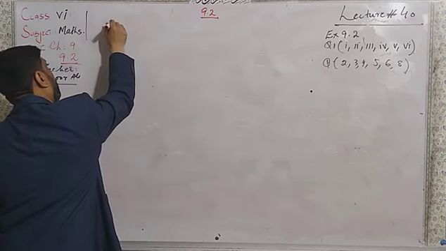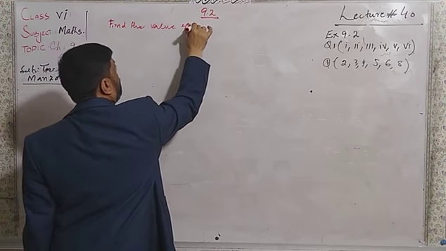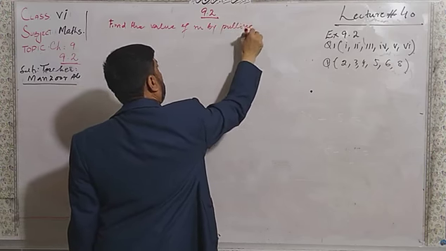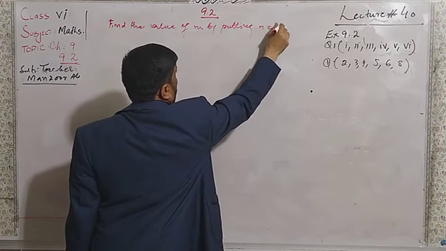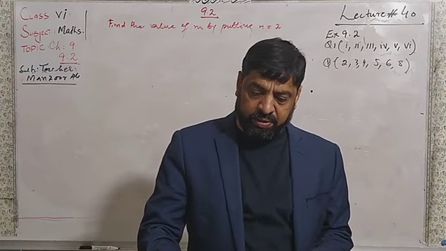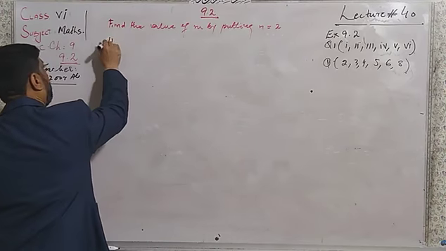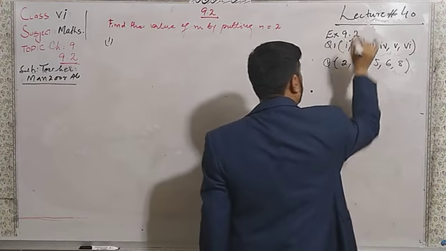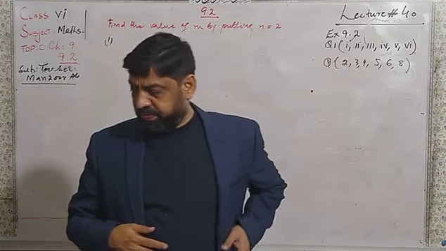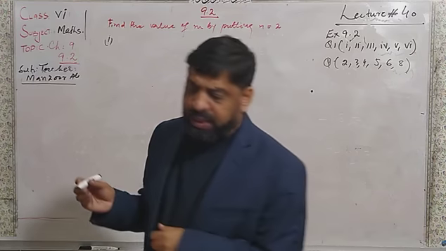9.2. Find the value of m by putting n is equal to 2 in each of the following expressions. Dear students, here we have to first start part number 1. That is question number 1: 2m minus n.